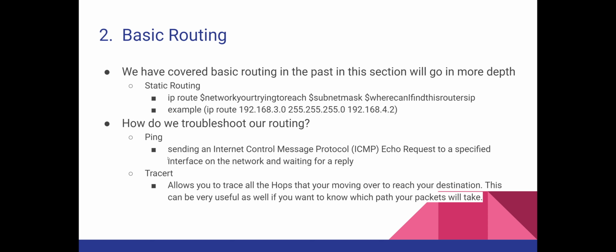If you want to troubleshoot this connection, we can use ping. That's an easy way to check if something is reachable over the internet. It basically uses the ICMP protocol, the Internet Control Message Protocol, with an echo request to specify an interface on a network and wait for a reply. So it gets sent and you get a reply back. And the second command you can use is traceroute. This allows you to trace all the hops that you're moving over to reach your destination. This can be very useful if you want to trace what path your packets will take.